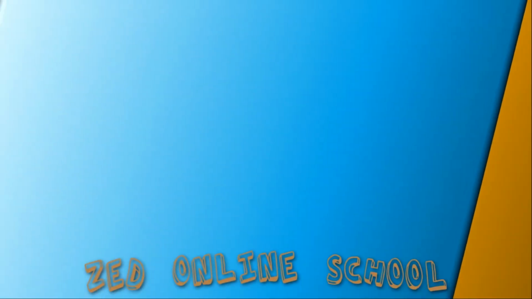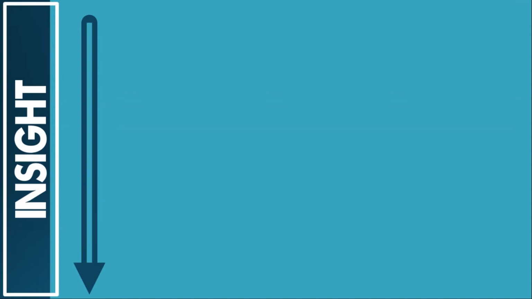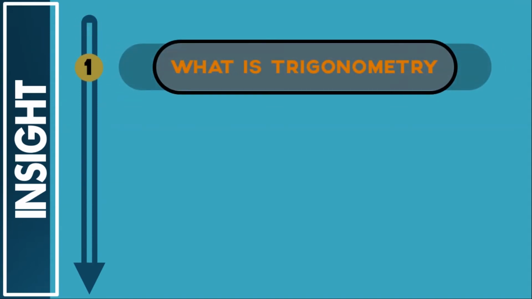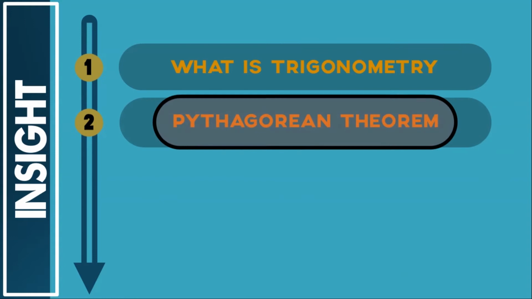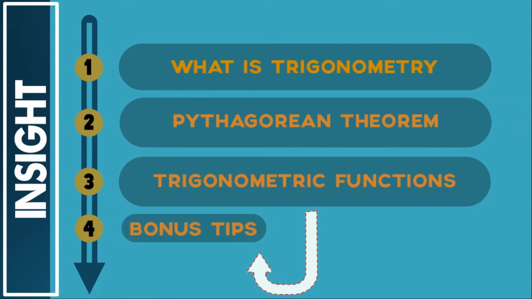This is Z Online School, and in this video, you and I are going to be looking at the basics of trigonometry. We are going to do this in a systematic way, and by the end of this video, you should be able to know what trigonometry is, what the Pythagorean theorem is, what trigonometric functions are, and at the end of this video, we've got some bonus tips for you. So make sure you watch this video till the end for you to get the maximum value out of it.